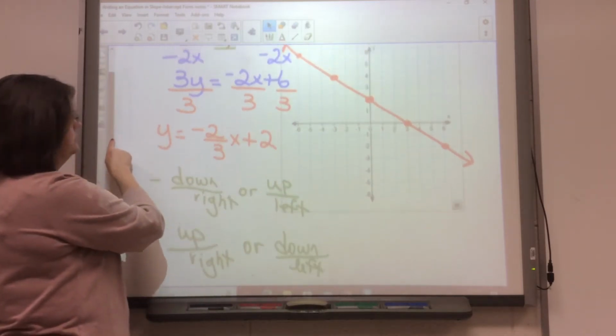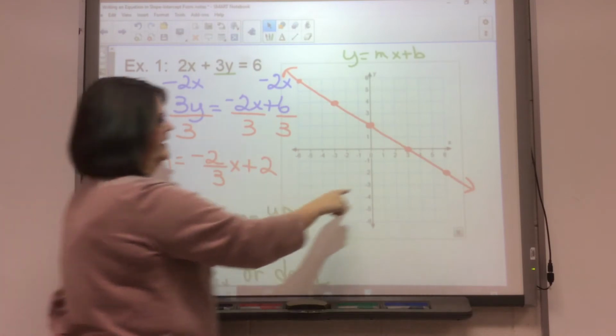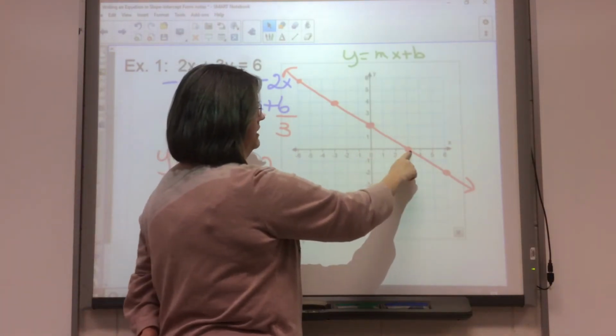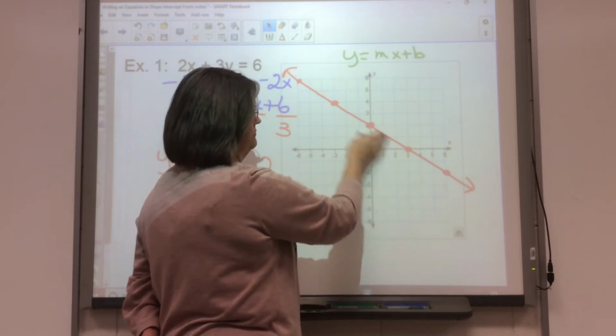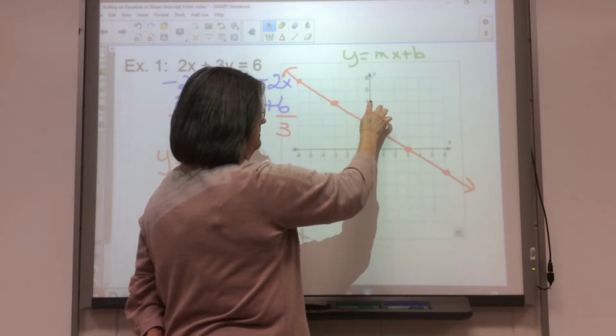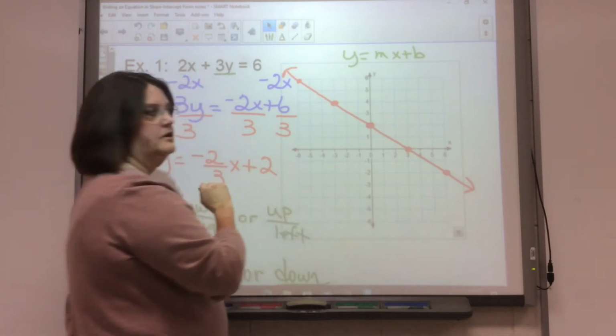So we started at 2 on the y-axis. Now we're going to go down 2, to the right 3. Down 2, to the right 3. And then just to show you that you just go opposite of that, up 2, to the left 3. Then you sketch your line.